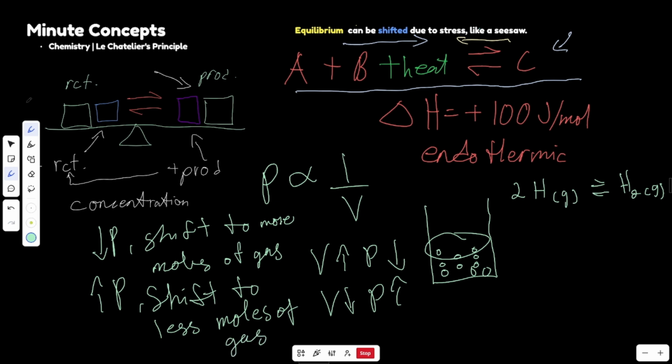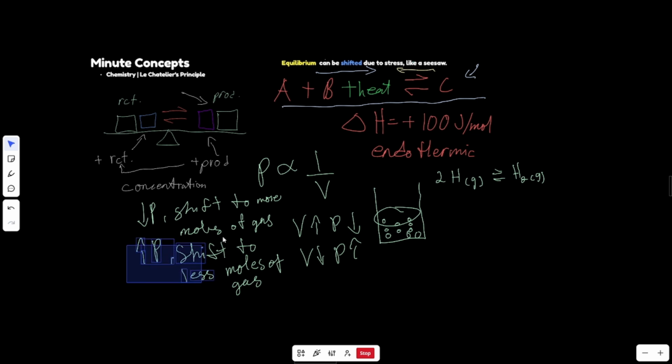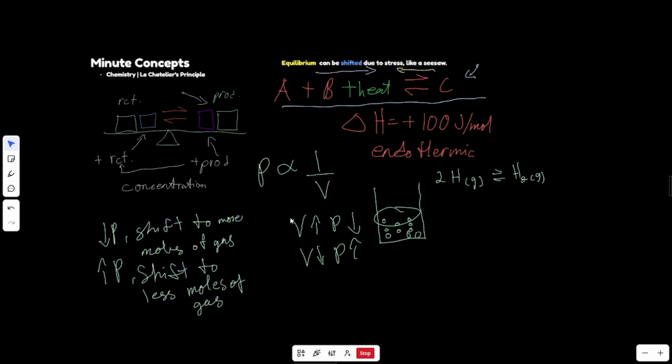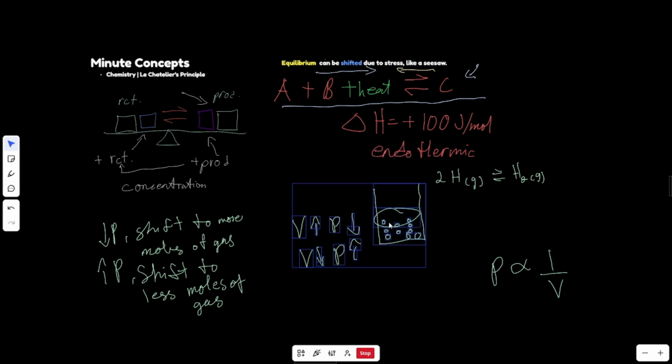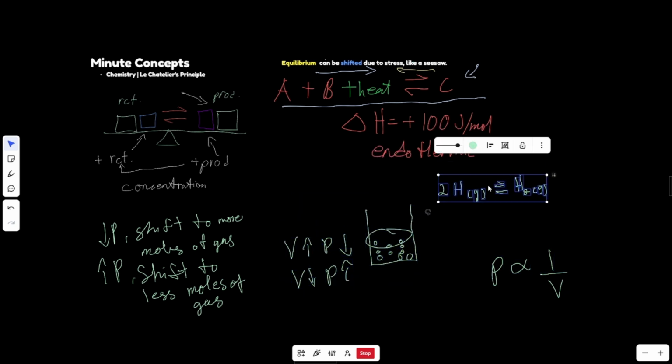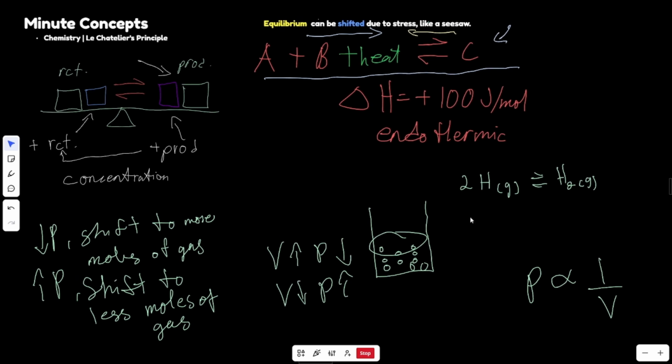So that's basically Le Chatelier's principle. And let's just recap a little bit. Le Chatelier's principle basically describes how equilibrium can shift based on stress applied, right? And when we talk about stress, it's basically just which side will have more of its constituents. So if we have more reactants on one side, then we need to shift to the product side. If we have more products, then we need to shift to the reactant side. Now that's based on concentration.